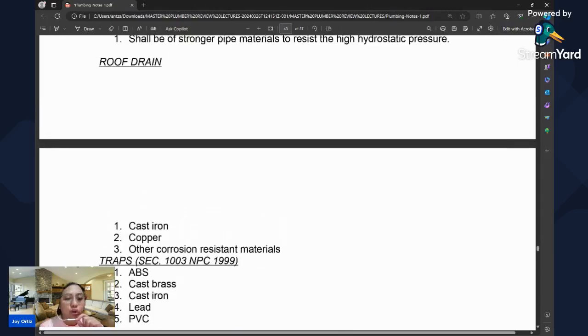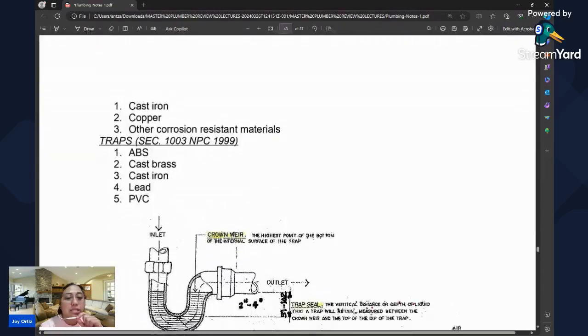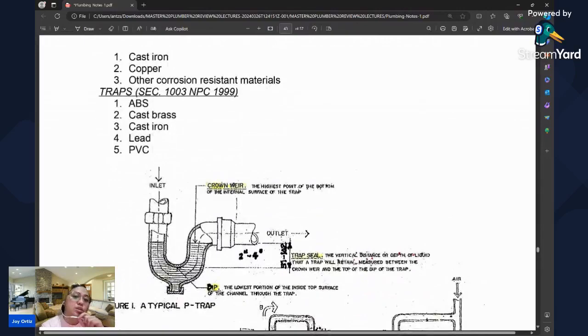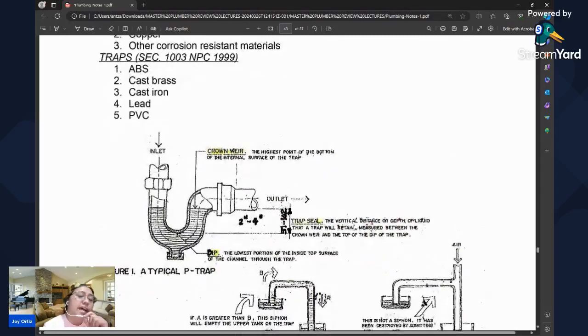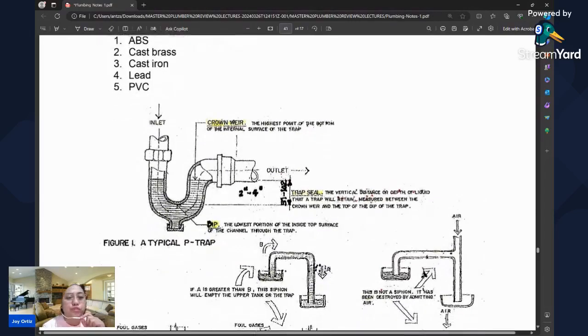Okay, so for the roof drain, we can use cast iron, copper, or other corrosion-resistant materials. We also have the traps. According to Section 1003 of the NPC of 1999: ABS, cast brass, cast iron, lead, PVC. Those are the materials we need to use for the traps.